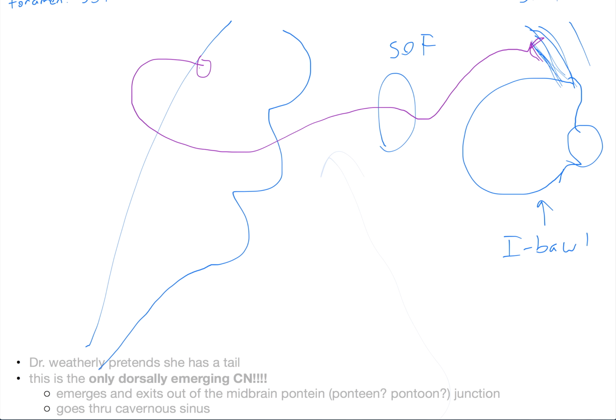What about another nerve off the back that's just going straight back? There are some that emerge dorsally, but this is the only cranial nerve that emerges dorsally. Yes. Okay? So it is the only dorsally emerging cranial nerve.